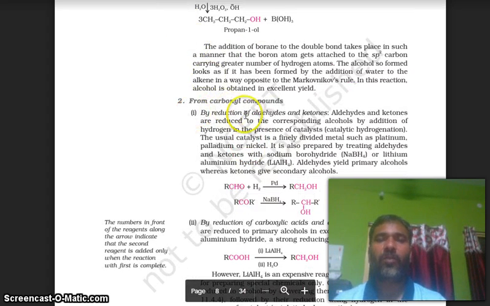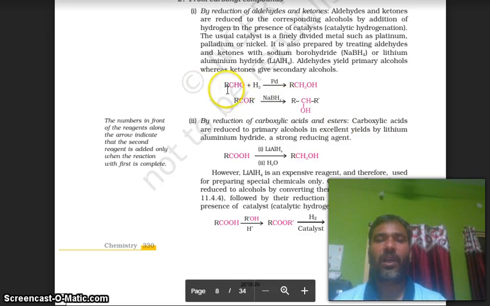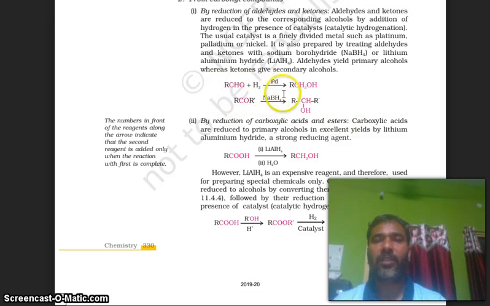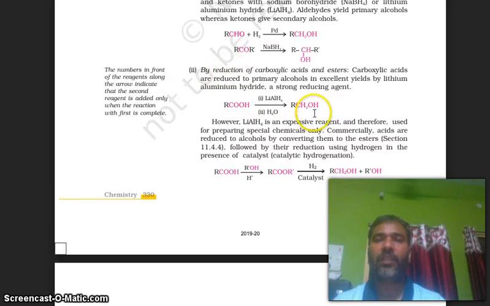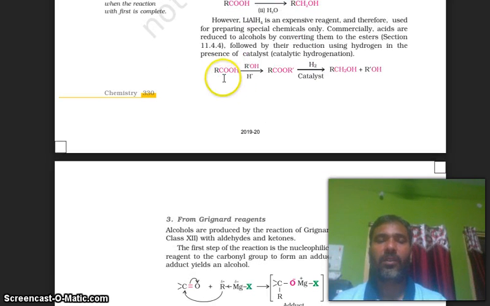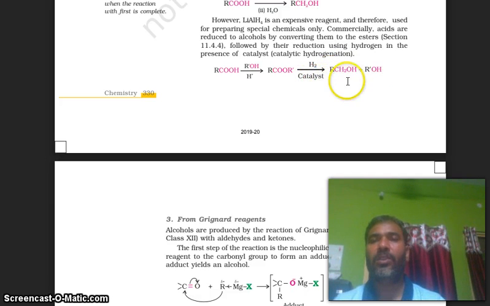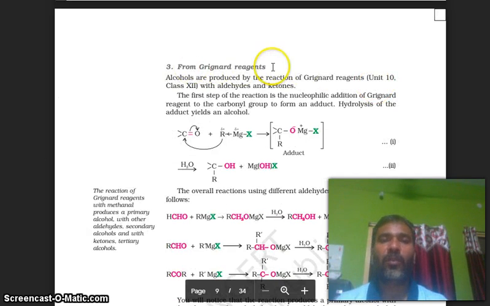So from carbonyl compounds, aldehyde reacts with H2 in the presence of palladium, and you will get the alcohol. This is the reduction. If you have a ketone, you will get the secondary alcohol. If you have an acid, then you will get the primary alcohol, with lithium aluminum hydride and H2O. You see this is the acid, which reacts with alcohol forming esters, and reacts with H2 to give the primary alcohols. Here also this alcohol is formed after reductions.